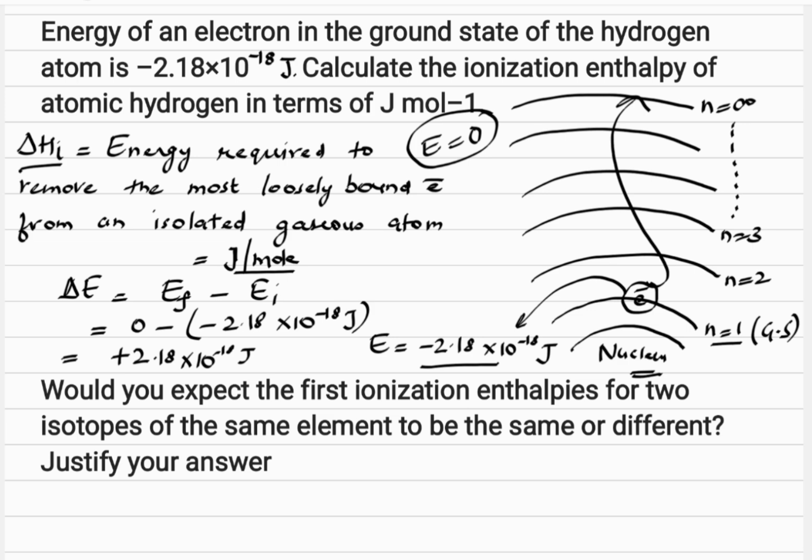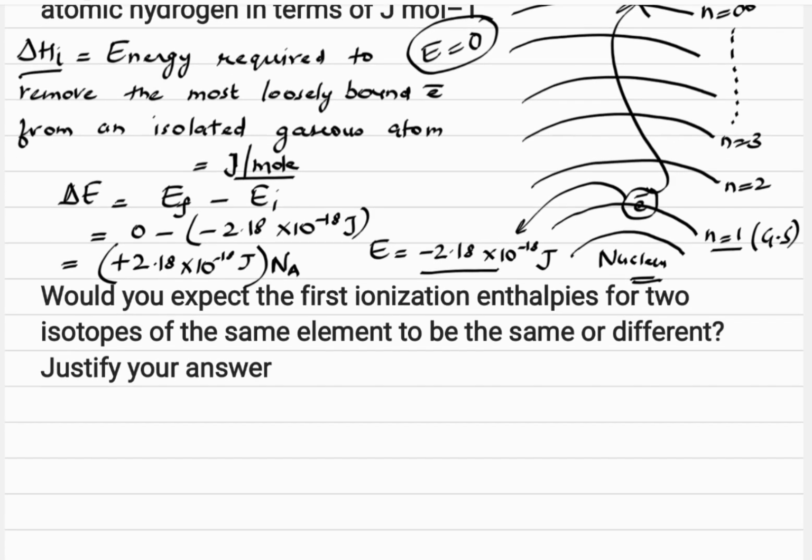But this is the situation for just one electron. If you need to find ionization enthalpy, that means you need to find this energy for 1 mole of electrons, or for 1 mole of atoms which need to lose 1 mole of electrons. So all you have to do is multiply this number with Avogadro number, Na, that is 6.023 times 10 to the power 23. You can do the calculation on your own, and we are moving towards the next question.